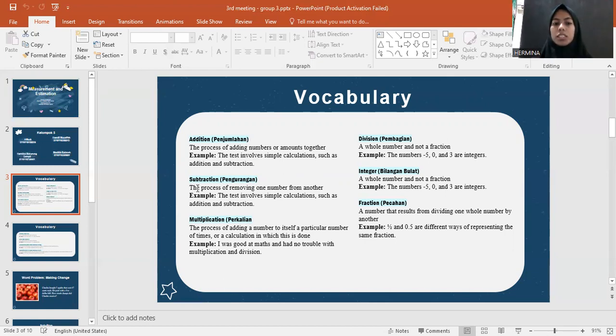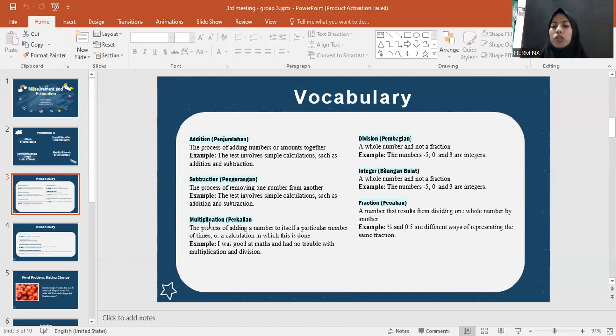Number 2 is subtraction, or we call it pengurangan in Indonesian language. What is subtraction or pengurangan? Subtraction is the process of removing one number from another. The example here is the same as the example of addition, so I'm just going to explain it using my hand, or we can just use numbers. 2 minus 1. Since it's 2, I take away 1, so the one left is only 1.